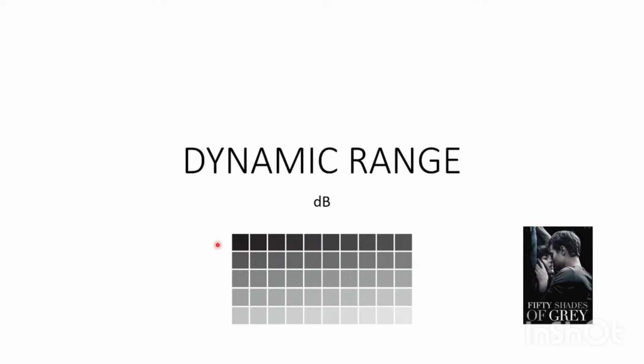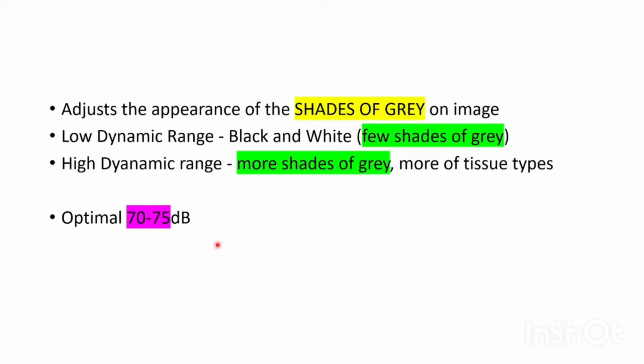Next is coming to dynamic range. This is a common setting we always see on the probe but not knowing what it is. So dynamic range will adjust the appearance of the shades of gray on the image. When we set the dynamic range, it's a value in decibels. You can rotate the knob and change the dynamic range. The optimum is 70 to 75 decibels. When you reduce the dynamic range, that is low dynamic range, it will show fewer shades of gray. It will become more like black and white, and more of the shades will disappear. Whereas if you increase the dynamic range, you will get more shades of gray.